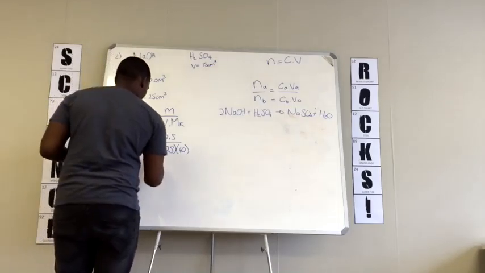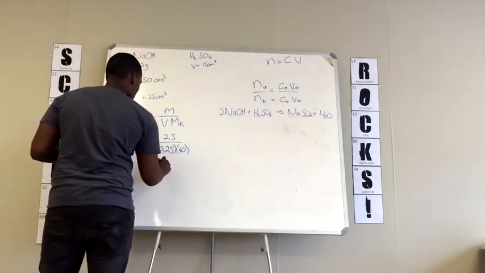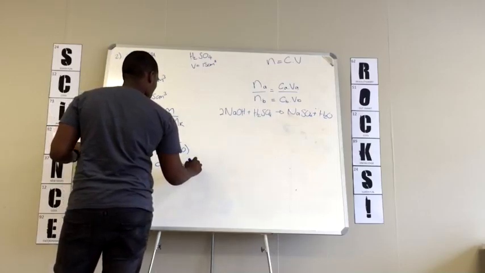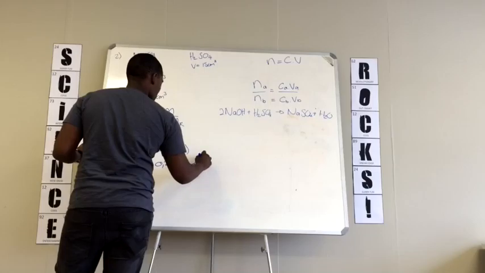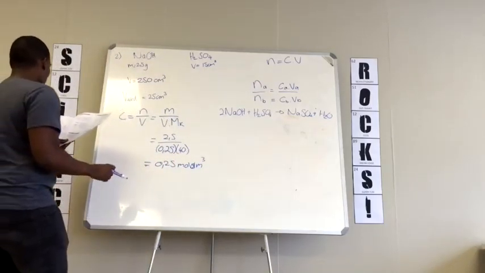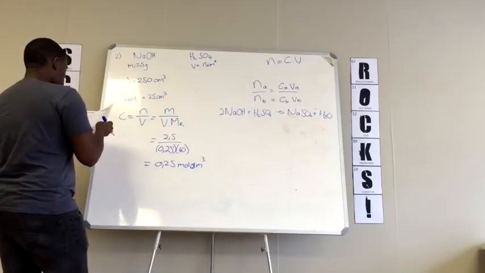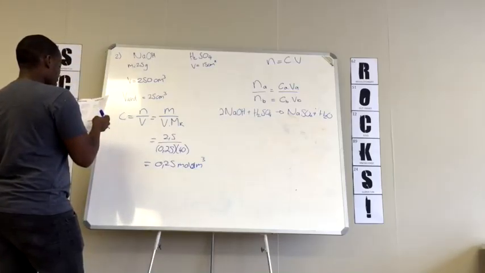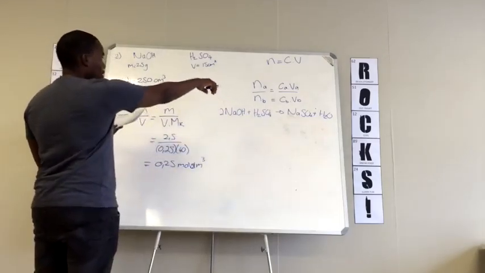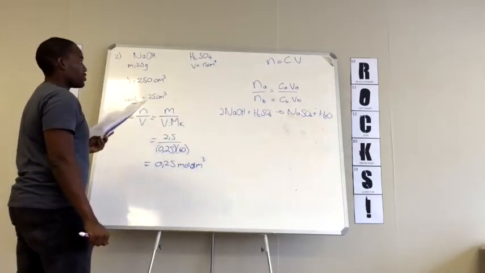0.25. Okay, so this is 0.25 moles per decimeter cubed, or molar. Yes? Okay. And then 2.2 says the concentration of my H2SO4 solution. So I can then use my titration equation, right?